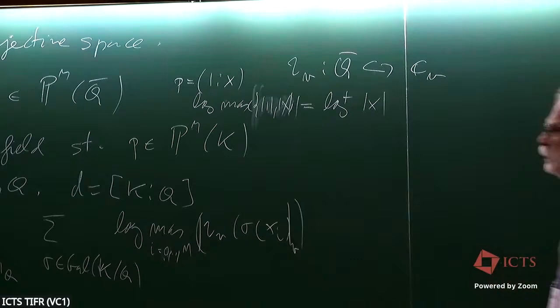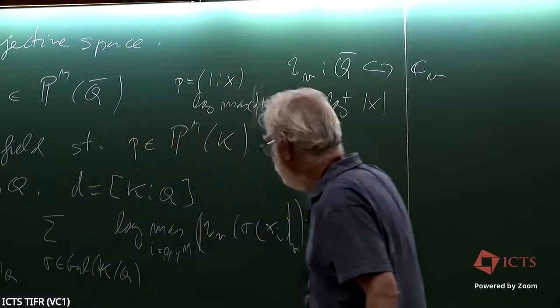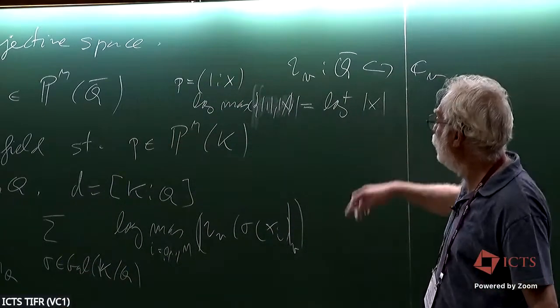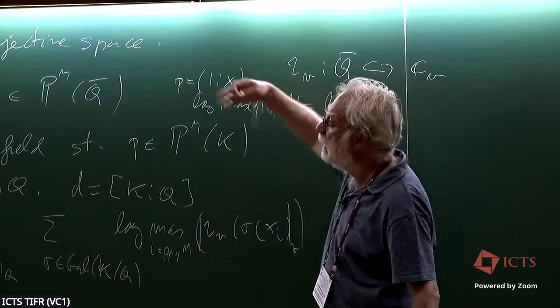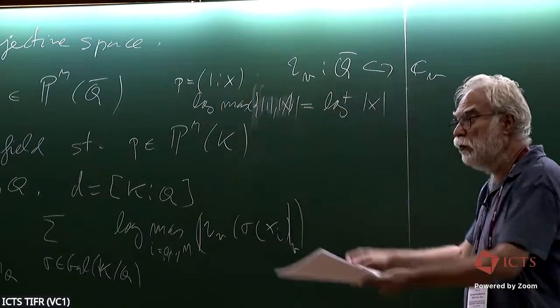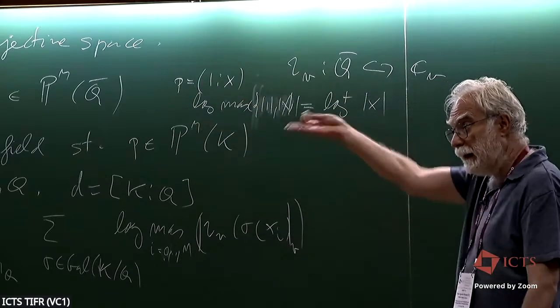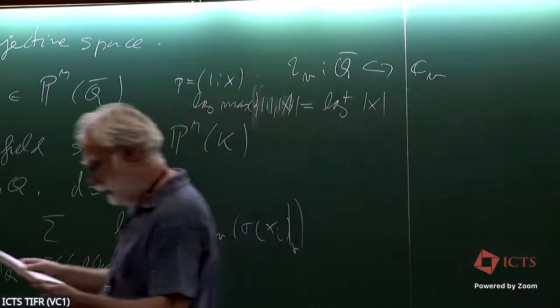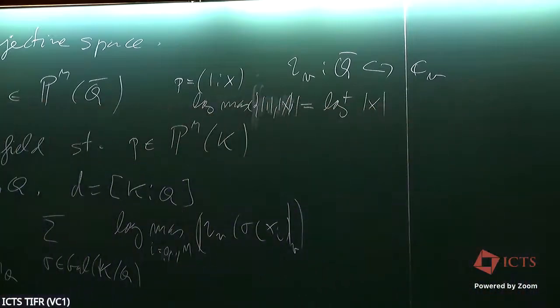So we see that we can extend the height. We have defined the height for rational numbers, the height for algebraic numbers. Now we can define the heights for points in projective space. And in particular, if I restrict to P1 and embed Q bar inside P1 of Q bar, I get exactly the same height I had before.